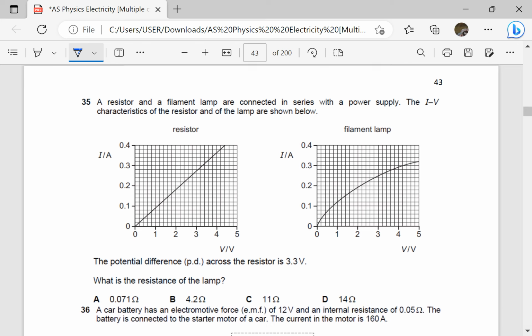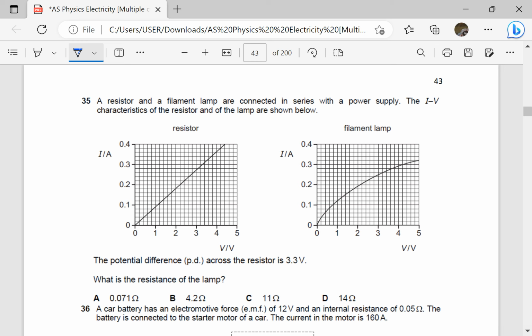The potential difference across the resistor is 3.3 volts. So let's look for 3.3 here. On the x-axis, the scale is 1 divided by 5, which is 0.2. So one box here is 3.2, then half a box is 3.3. I think 3.3 is going to be in this box here. So 3.3 is there, which gives us 0.3 as the current.